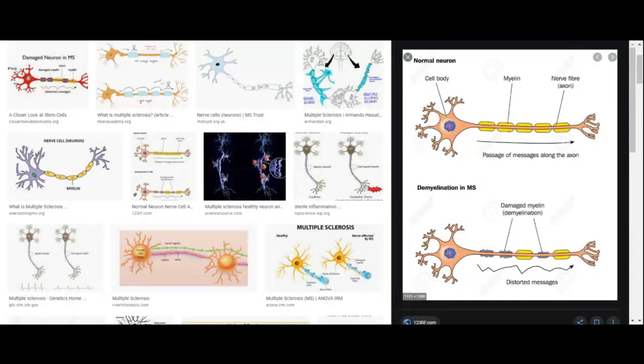When we have a neuron that has the process of what's called demyelination occurring, demyelination is when I start to damage my myelin or I even start to remove it.